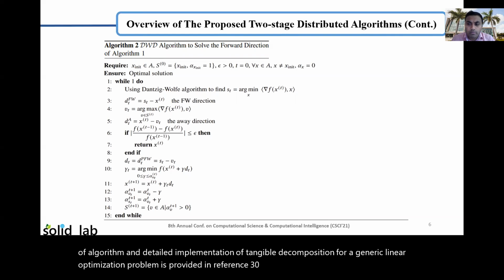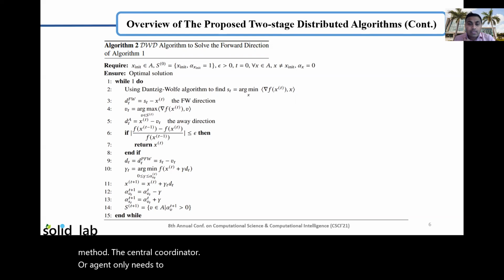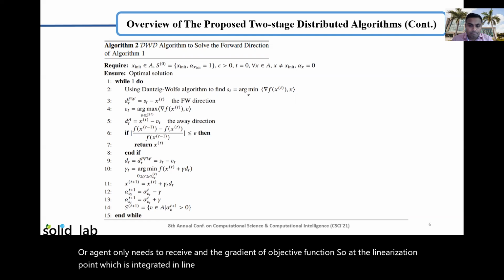So in the proposed bilevel decomposition algorithm, which is the coupling of away-step Frank-Wolfe and Dantzig-Wolfe decomposition method, the central coordinator or agent only needs to receive the gradient of the objective function at the linearization point, which is integrated in line 3 of this algorithm.